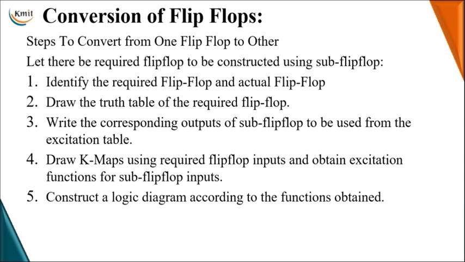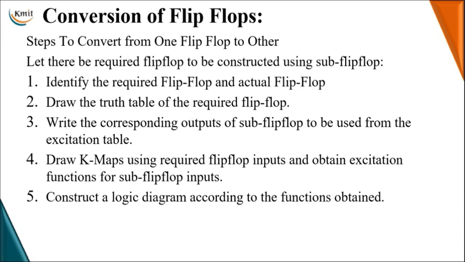For example, if my actual flip-flop is SR and the required flip-flop is JK, we have to draw the JK flip-flop state table. After writing that state table, we need to find the excitation inputs which are required on the SR. So like that, we draw the conversion table.